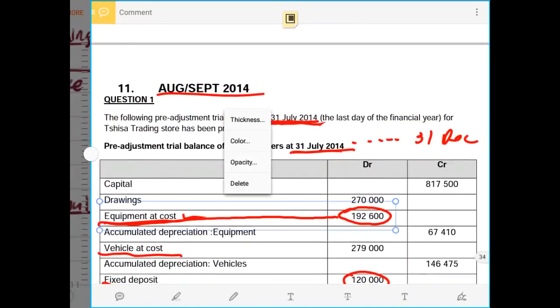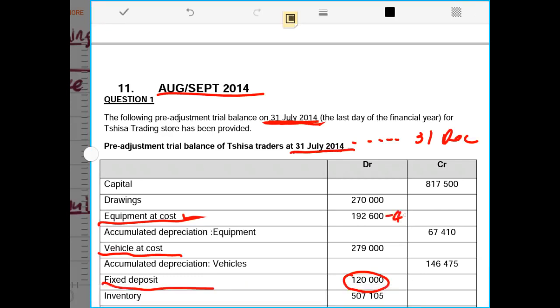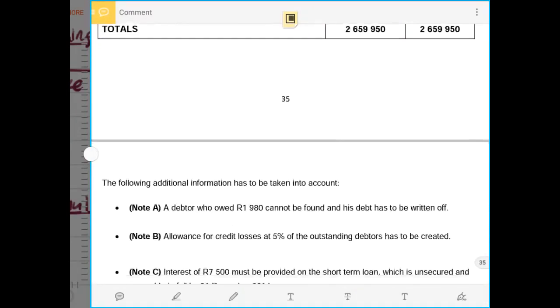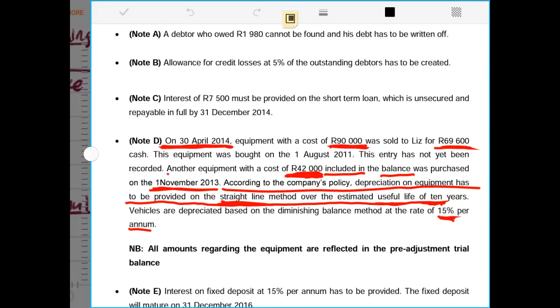But in the trial balance, take into consideration the fact that an equipment costing 42,000 rands is included there. They clearly stated under note D that another equipment with a cost of 42,000 rands included in the balance was purchased on the 1st of November. Remember, 1st of November was during the current year.